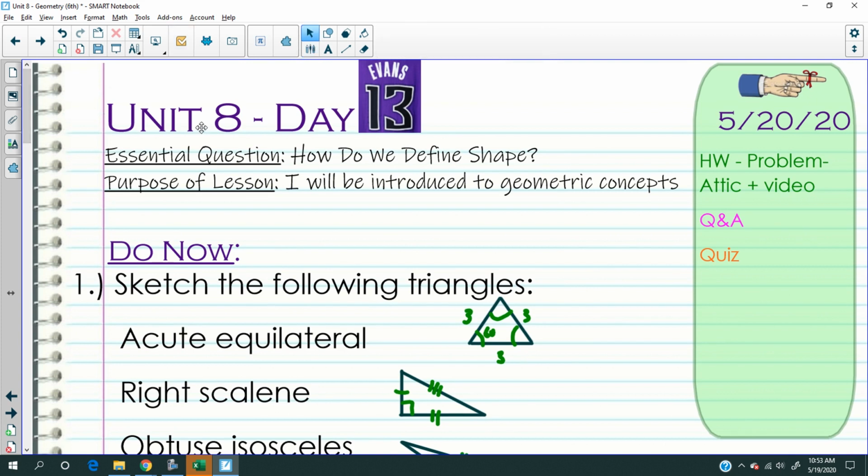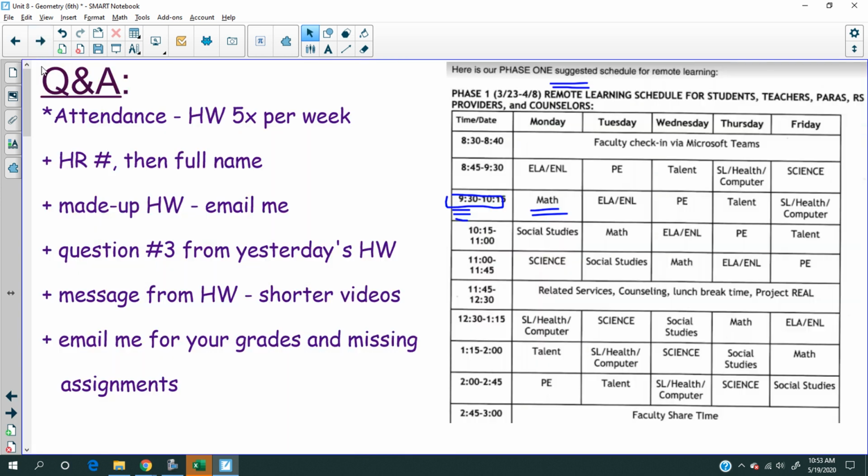A few announcements today. So Unit 8, Day 13, homework is on Problem Addict. Quiz. What's today? Wednesday. So you're gonna get a quiz Friday, on wherever we stop Thursday. Okay, the emphasis will be on identifying triangles, like this sort of stuff. Okay, all right. Let's see. A few things here.